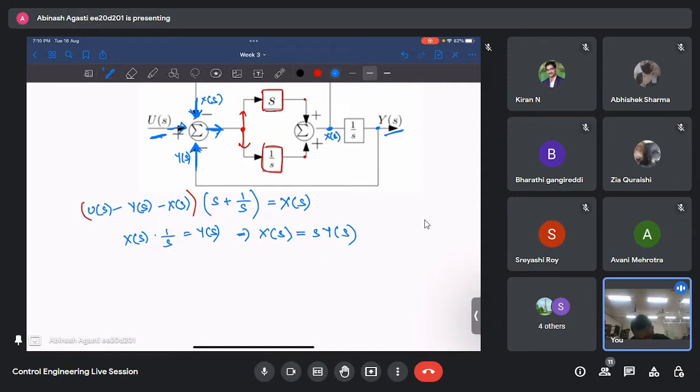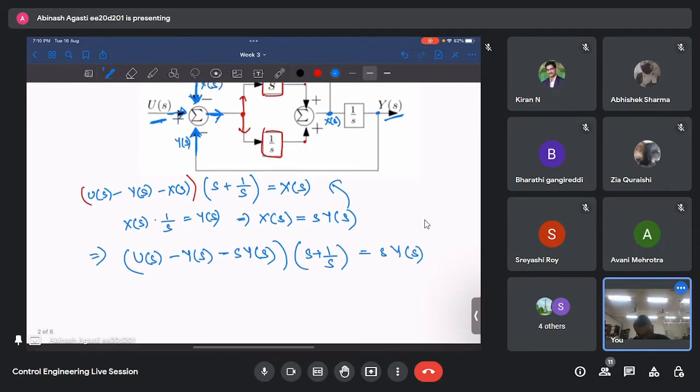Then when we substitute this back into this equation, what we have is (U(s) minus Y(s) minus s into Y(s)) whole into (s plus 1 by s) is equal to s into Y(s). Now we can write this equation with one side in terms of U and the other side in terms of Y. So we have U(s) into (s plus 1 by s) is equal to Y(s) into (s plus (s plus 1 by s) plus s into (s plus 1 by s)).